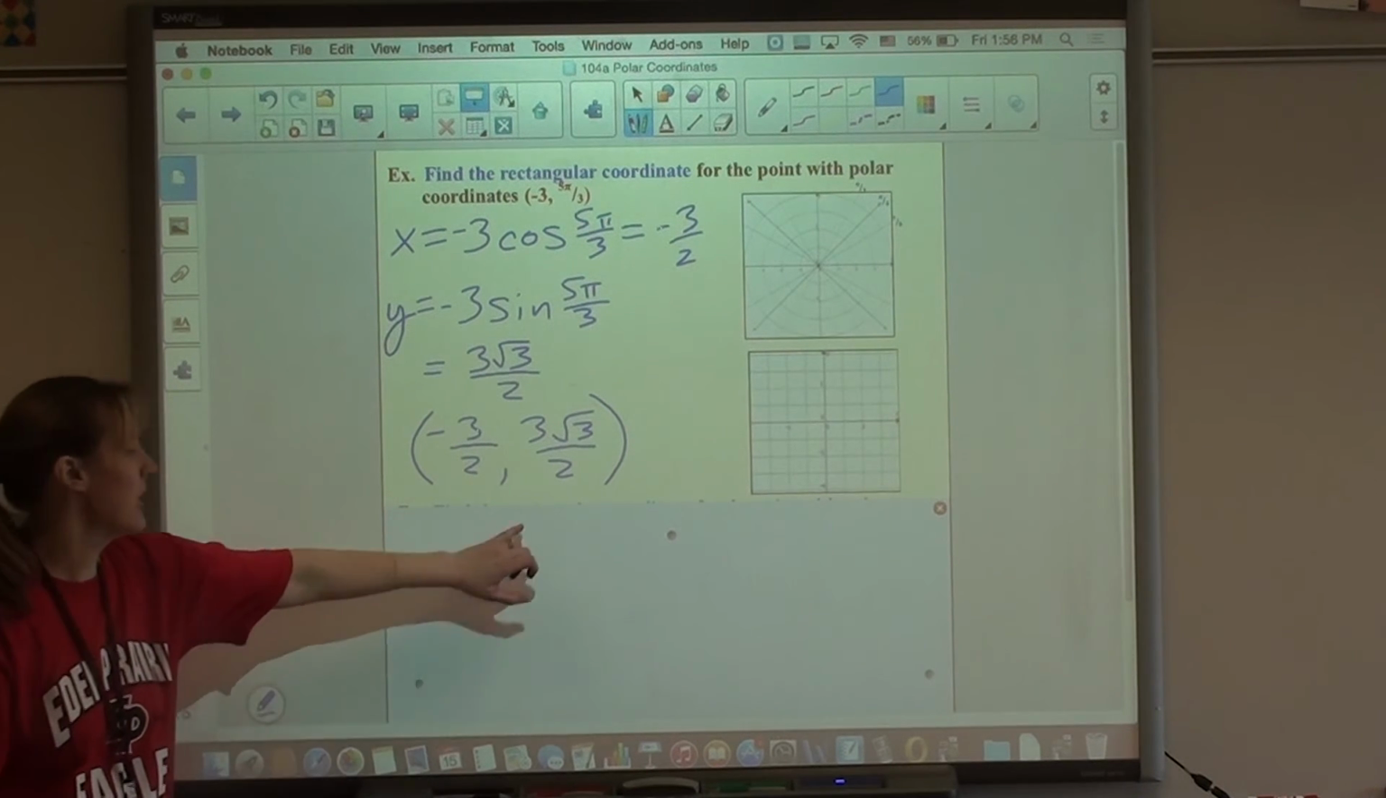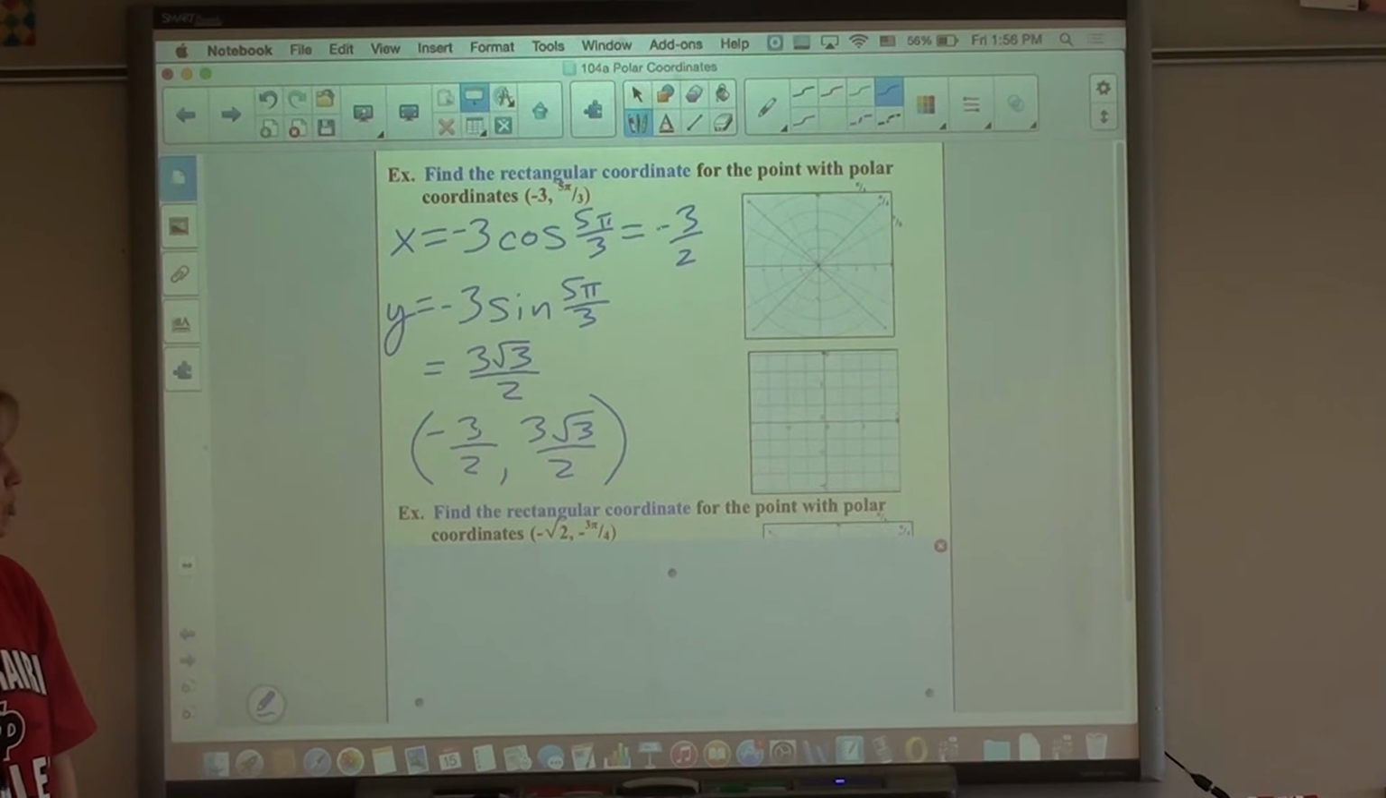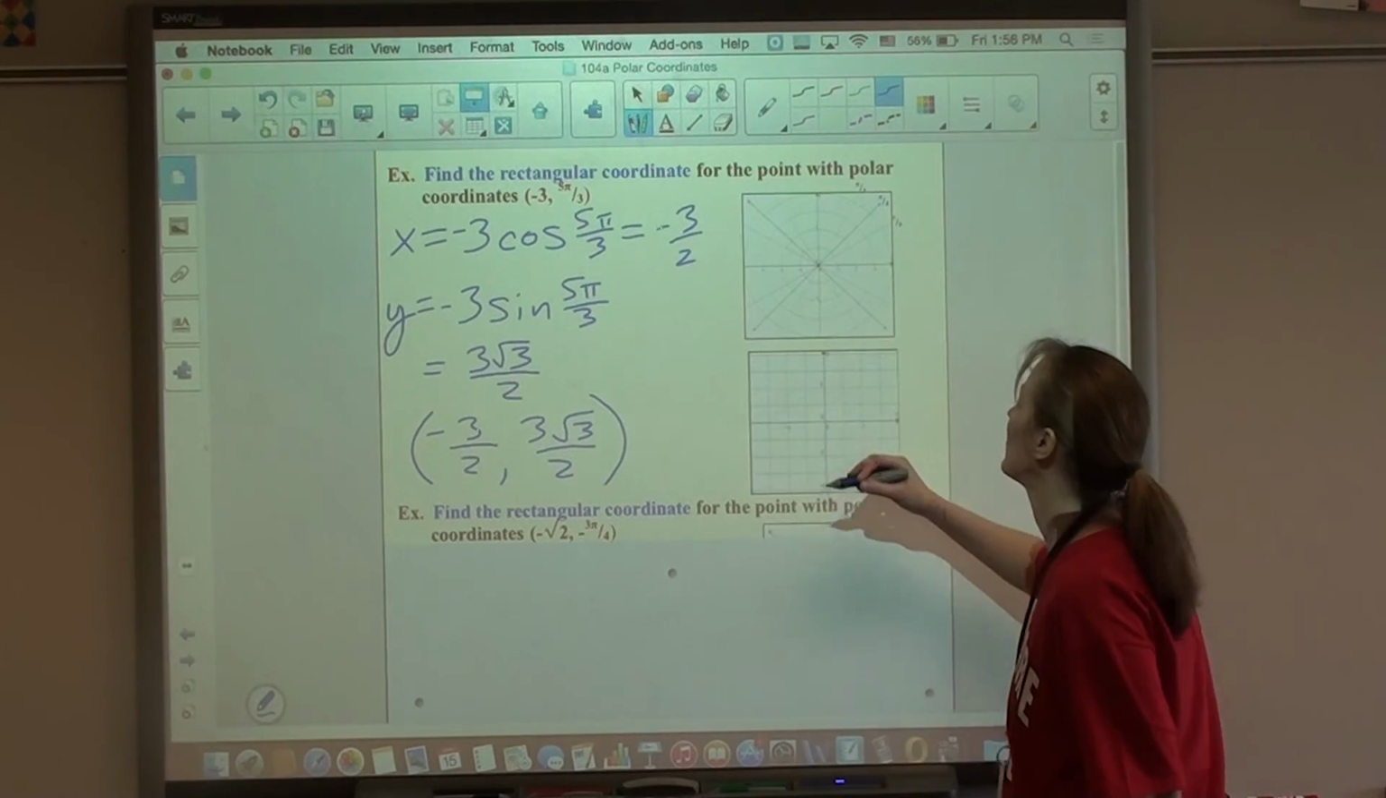All right, so I want you guys to take a minute and try the next one. It is -√2, -3 pi fourths. I'll plot the points while you guys are doing that.